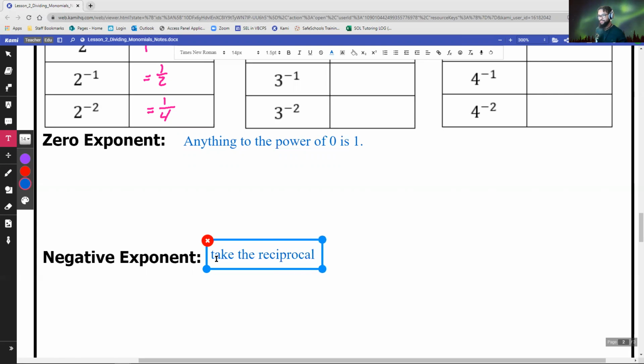I think that's how you spell it. Yep, you take the reciprocal. And what that means is you flip it, okay? You type it into decimals to get the value, and then you're going to flip it, whatever value you get.